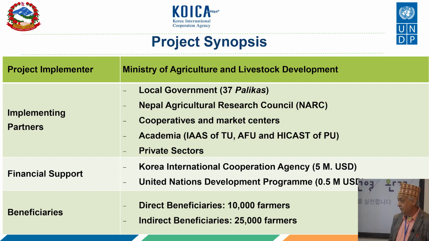The financial support for this project is from the Korea International Cooperation Agency, whose major funding is about $5 million, and from UNDP there is 0.5 million. So the total cost of this project is $5.5 million. We are working directly to benefit 10,000 smallholder farmers who are growing fruits and vegetables, and we are also assuming a benefit for 25,000 farmers indirectly.